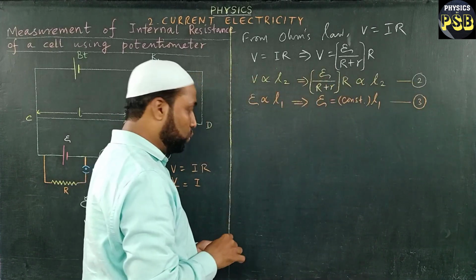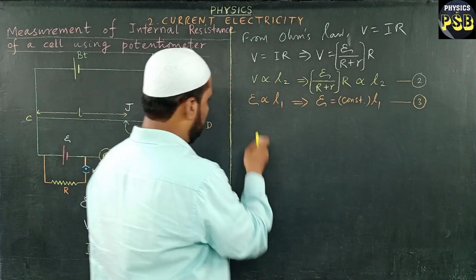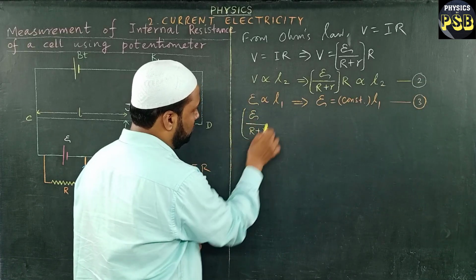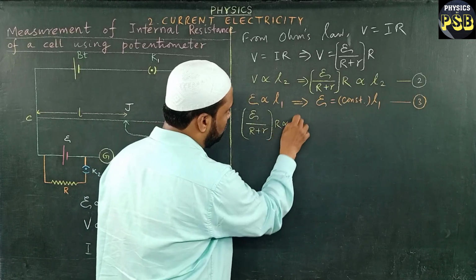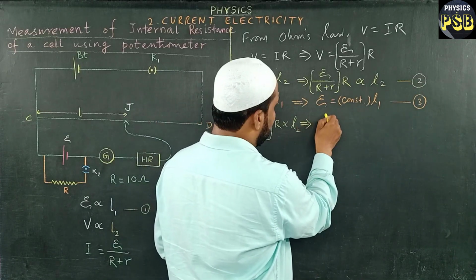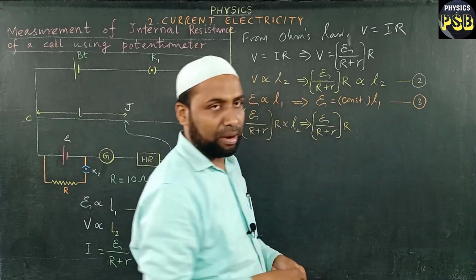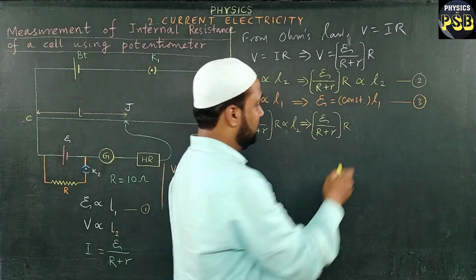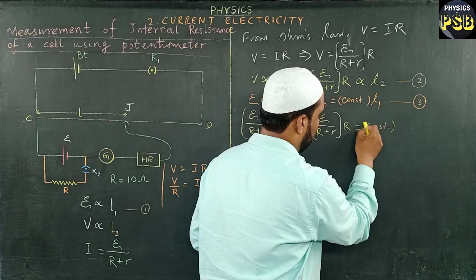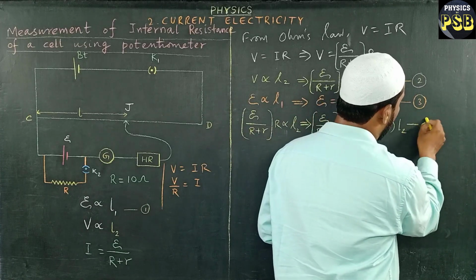Then I take equation number 2. Equation number 2 is ξ upon R plus r into capital R is directly proportional to L2. This is written as ξ upon R plus r into capital R. So I remove proportionality and put an equal to sign along with a constant, then L2. I take this one as equation number 4.